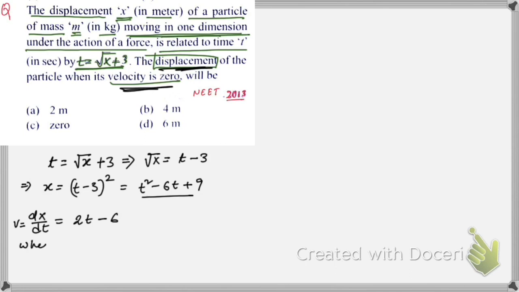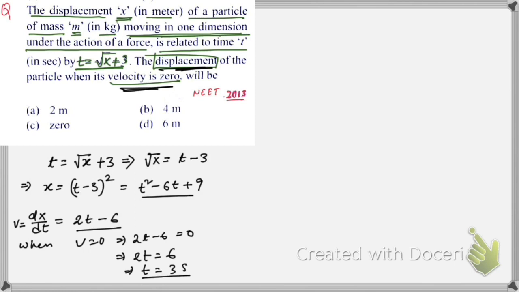When v is equal to 0, that means 2t minus 6 is equal to 0. Then 2t will be equal to 6. Then t will be equal to, dividing both sides by 2, 3. So t is equal to 3 seconds, right?